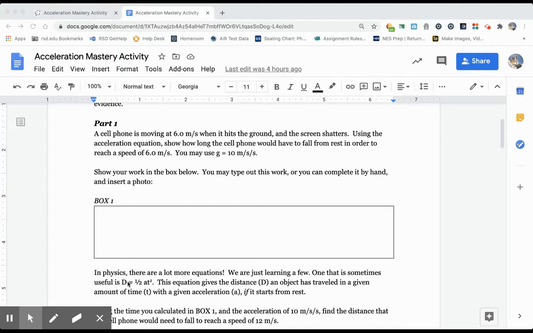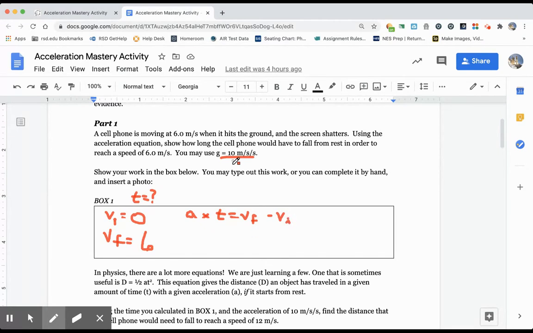So to do that problem, we're going to do velocity initial, since it's dropping from rest, is 0. The final velocity is 6. And we're trying to find the time. And we were given this value right here that g is equal to 10 meters per second per second. So I'm going to go ahead and use the a times t equals vf minus vi equation.